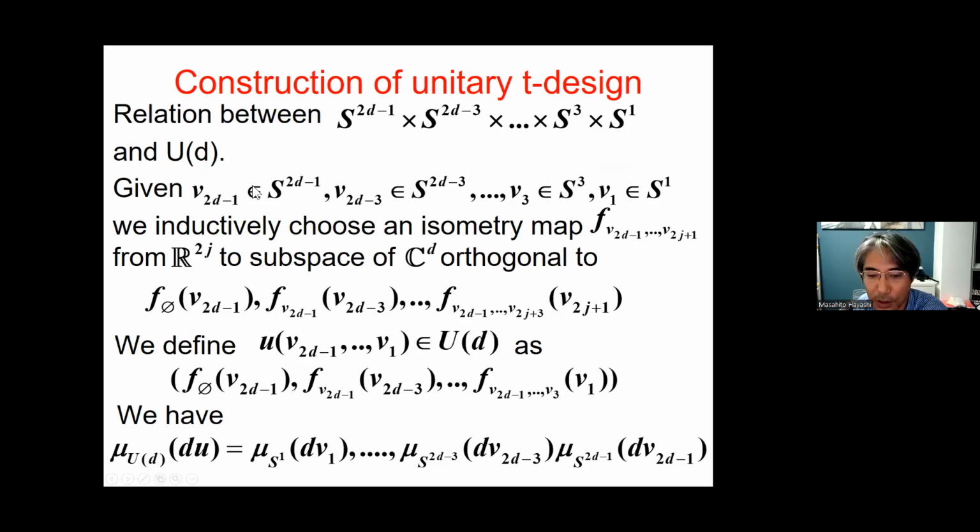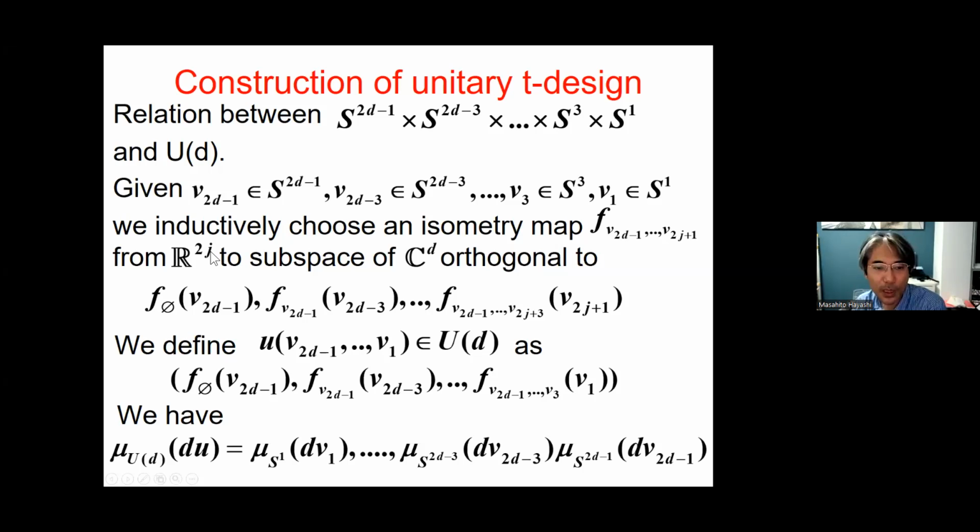So this is a sphere, and this is a sphere, and a sphere for each element of the sphere. So we have to define an isometry map from R^J to C^D. This is somehow orthogonal to this one. So this is a very difficult problem.